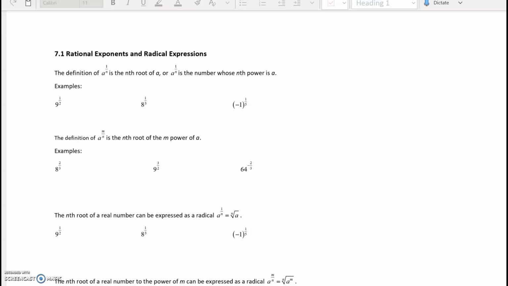All right, hopefully you have a sheet in front of you, and we are going to start 7-1 today, and then on Friday you will do 7-2. It's all about rational exponents, radical expressions, square roots, cube roots, simplifying, and so on.